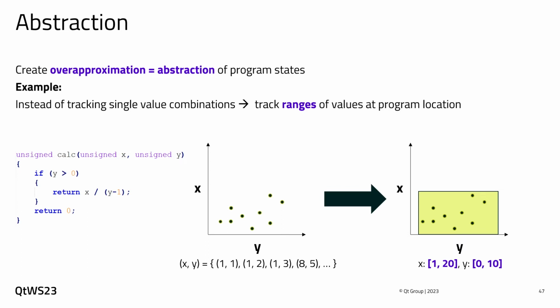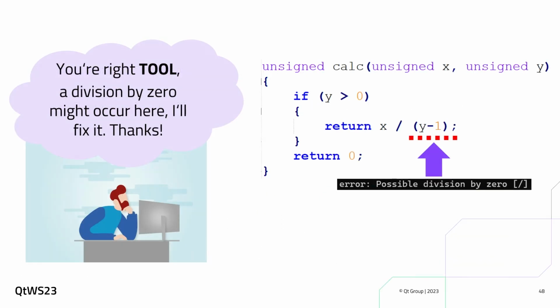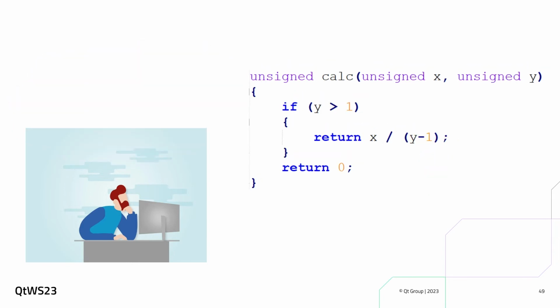Mm-hmm. And now let's go back to the example before. So Bob has seen, oh yeah, there is a division by 0. That's true, tool. Let's fix it. Maybe it's a very simple fix. He just says greater than 1. And now let's see what the tool does with this very simple technique that we learned before.